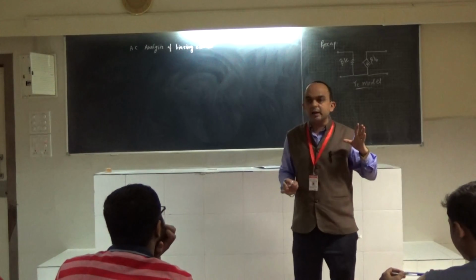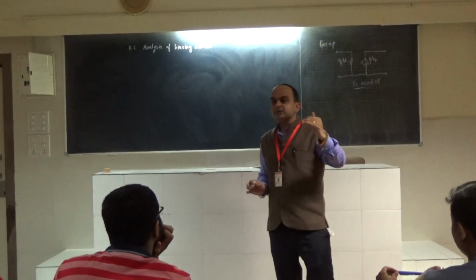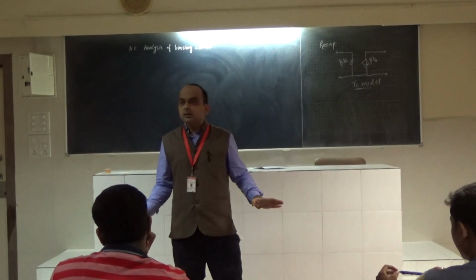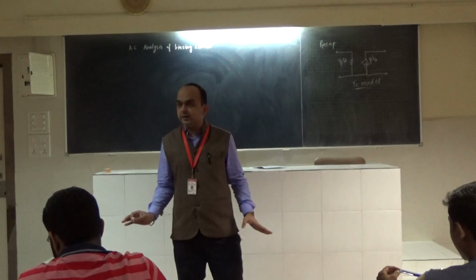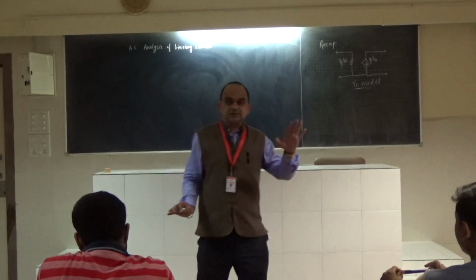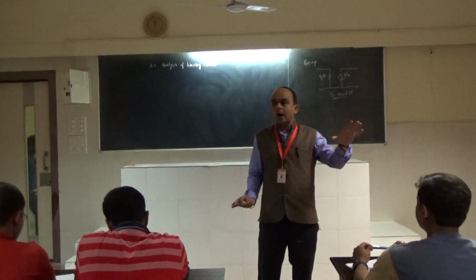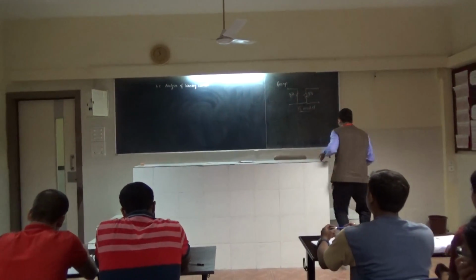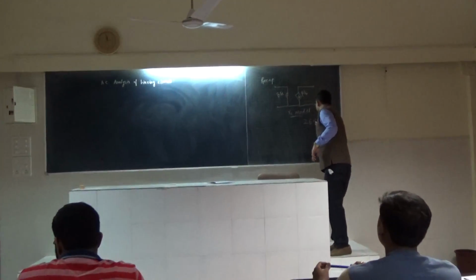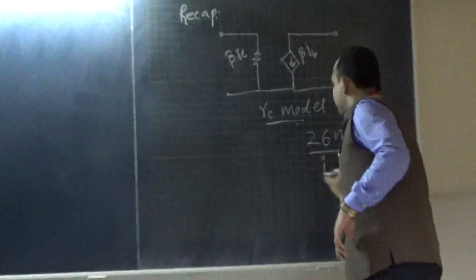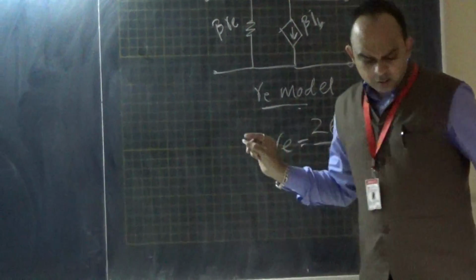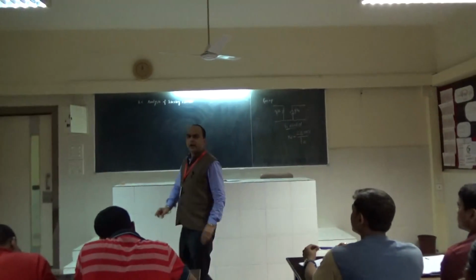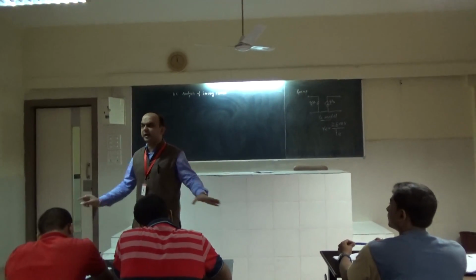What are all the steps? Can anybody tell? The coupling capacitor and the bypass capacitor should be shorted. Then DC sources should be grounded. First step is to find out re. How to get re? What is the formula? 26 millivolt upon IE. And for finding out IE, IB, we have solved n number of problems by using DC analysis.